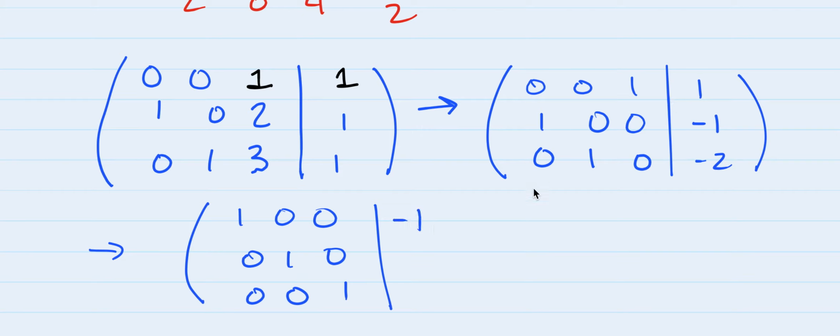-1, -2, 1. And now I found this corresponds to C1, C2, C3. So let's go back up and plug these values in. So we have C1 is -1, C2, let me write this down over here. C1 is -1, C2 is -2, and C3 is 1. Let's go plug that in.